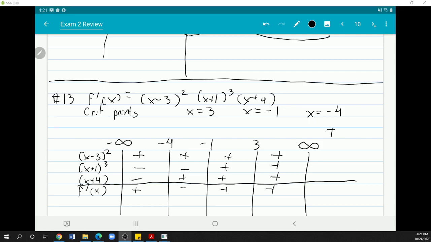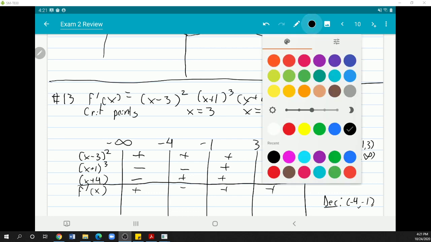So then where is it increasing? Basically everywhere: minus infinity to minus 4, together with minus 1 to 3, together with 3 to infinity. And it's decreasing from minus 4 to minus 1. And that's your final answer.